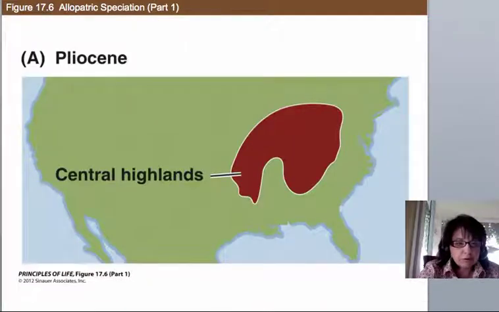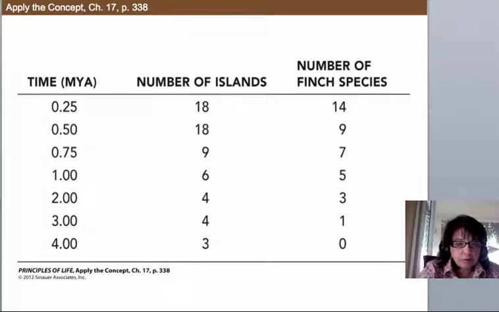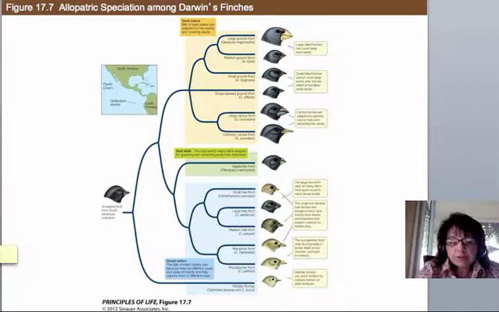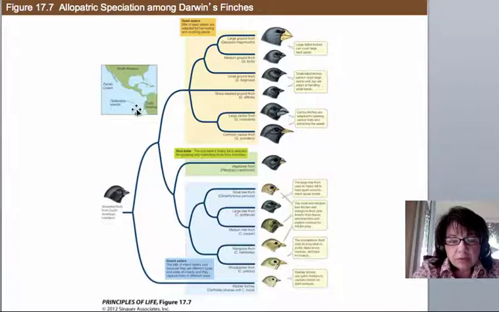These are just the same pictures. I'm going to skip through here. There's some island biodiversity ideas in this one. And this is the example of the Galapagos Islands. The Galapagos Islands are off South America, and over time they got more and more isolated.